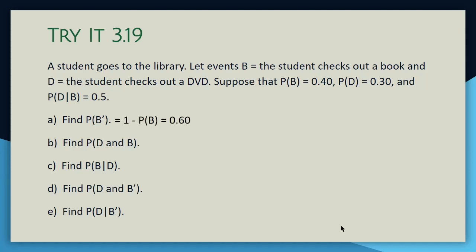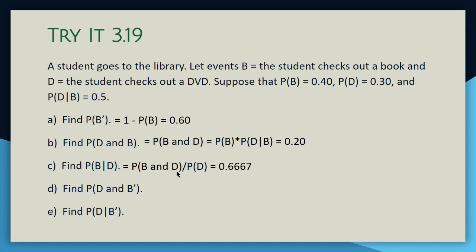So for P(B prime), we're looking for the probability of the complement of B, which we know is 1 minus P(B), or 0.6. For D and B, we use the multiplication rule, P(B) times P(D given B), which ends up to be 0.2. The probability of B given D is P(B and D) divided by P(D), which is 0.6667. And you'll notice that's different than P(D given B). So the order in those conditional probabilities matters.